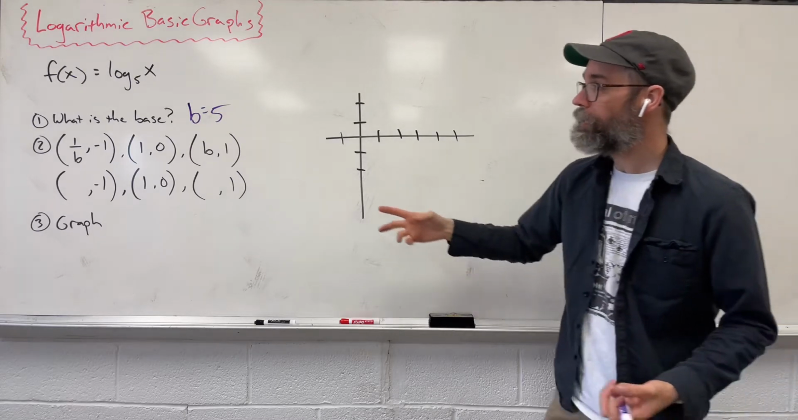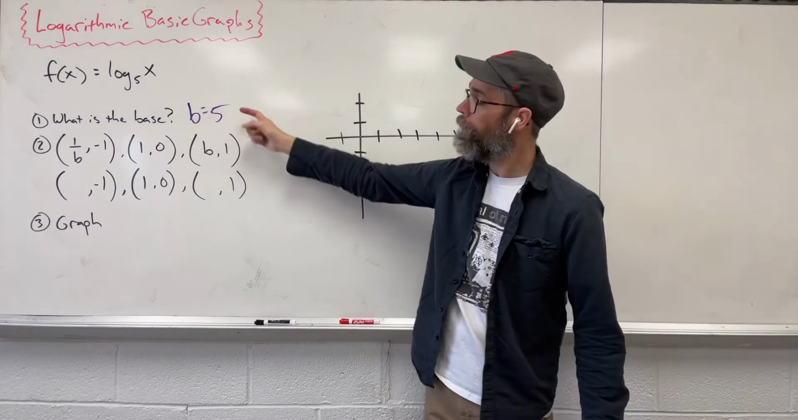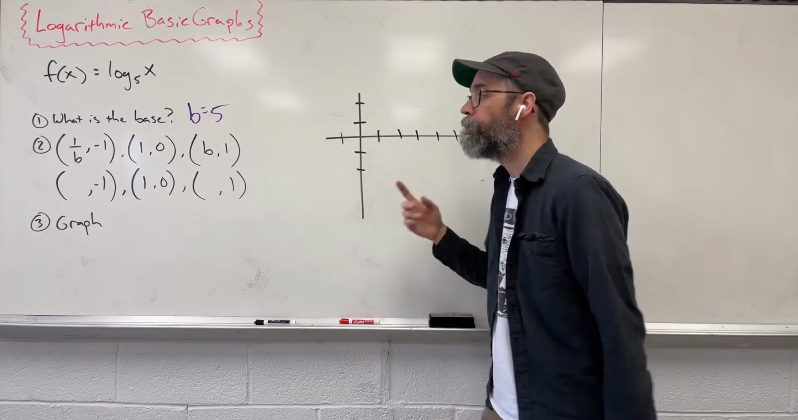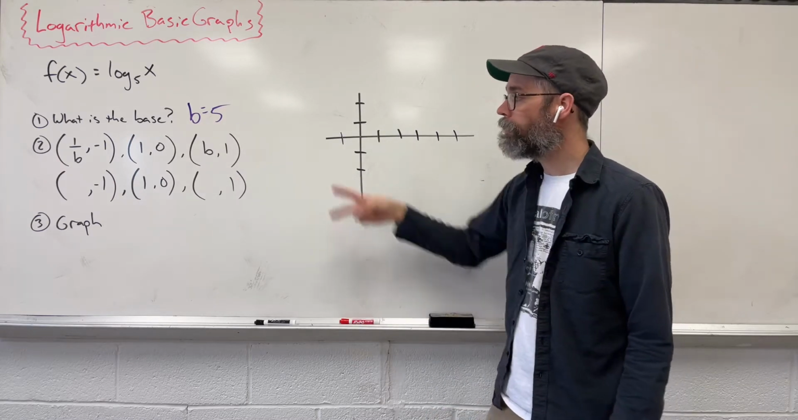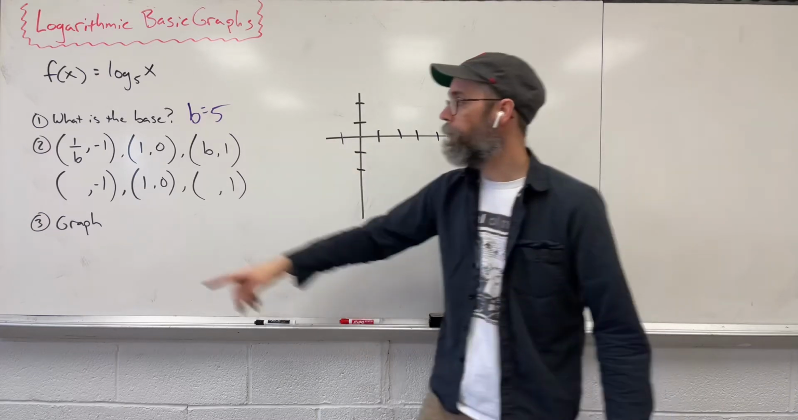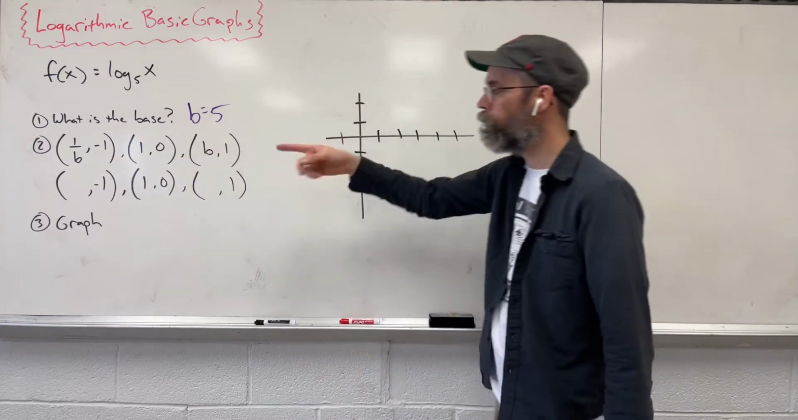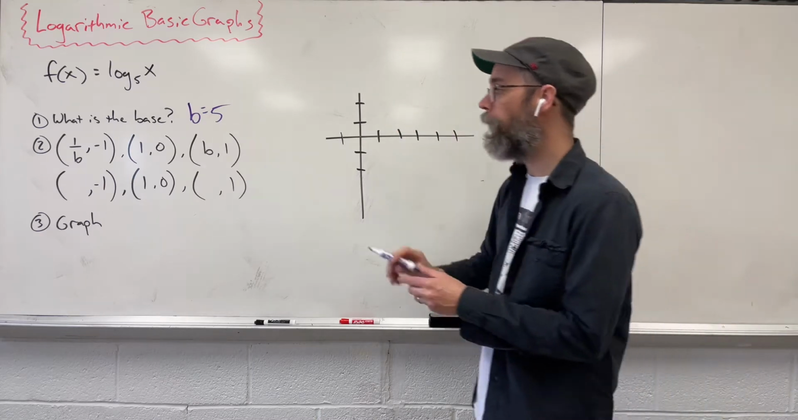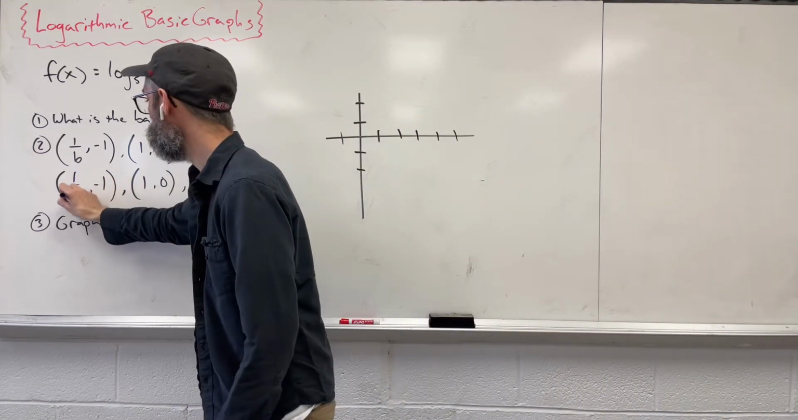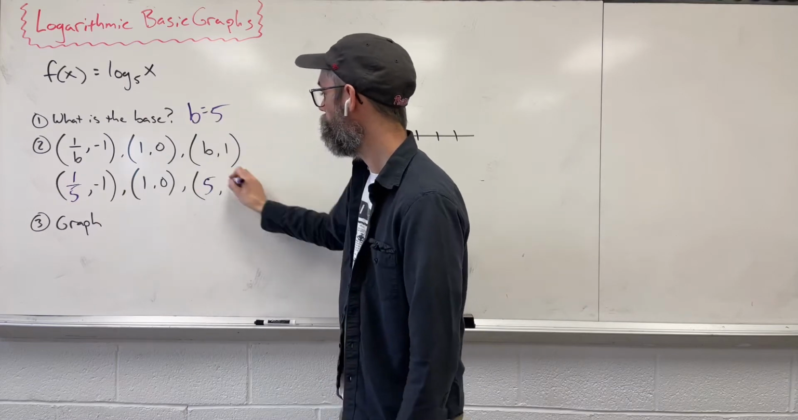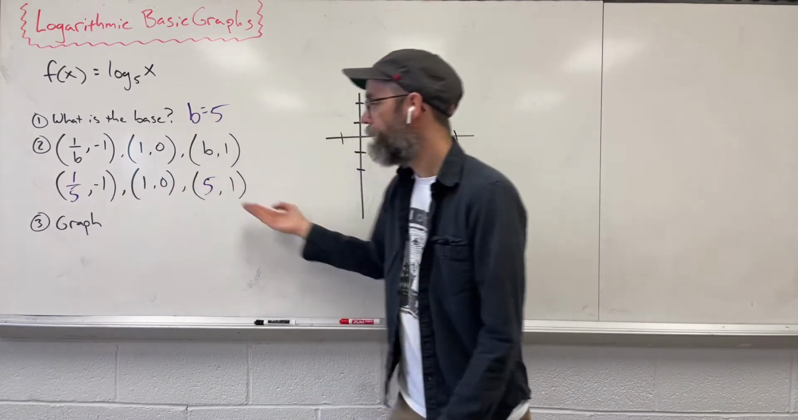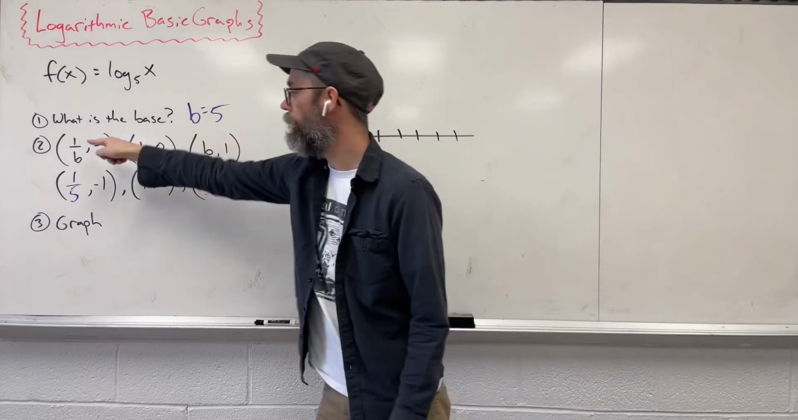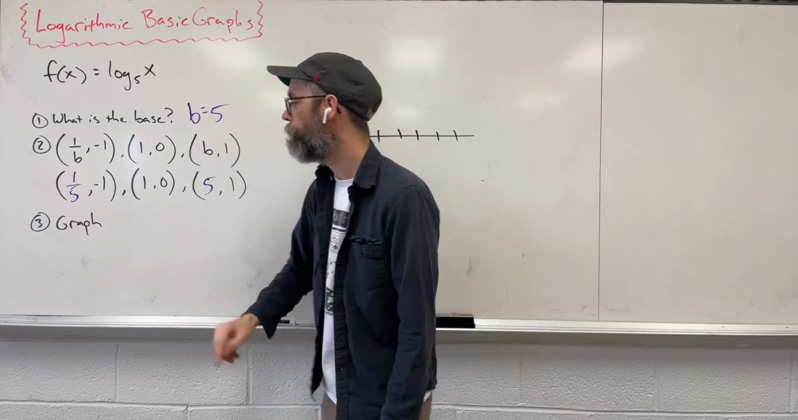Step two is we're going to take this base of 5 and we're going to plug it into a set of 3 coordinates. Now, when we're dealing with logs, these 3 coordinates are always going to happen: 1 over b comma negative 1, 1 comma 0, and b comma 1. Let's just fill in that 5, giving us 1 over 5 and then 5. So these are the 3 coordinates that we need to graph now. This will never change, just these 2 numbers.